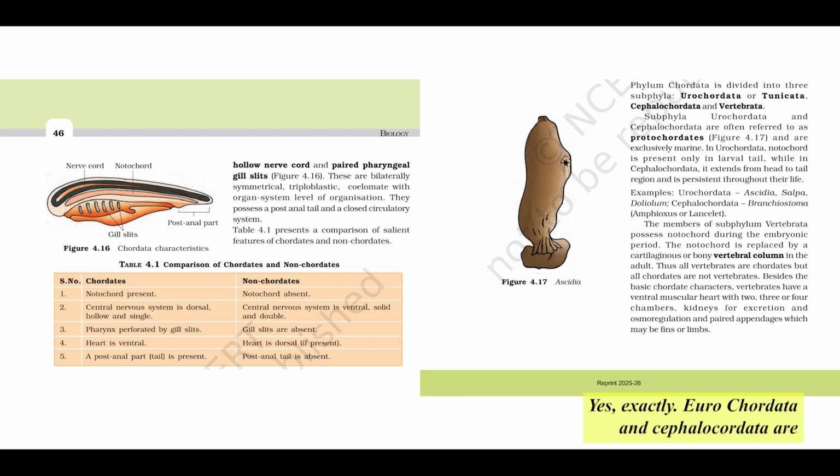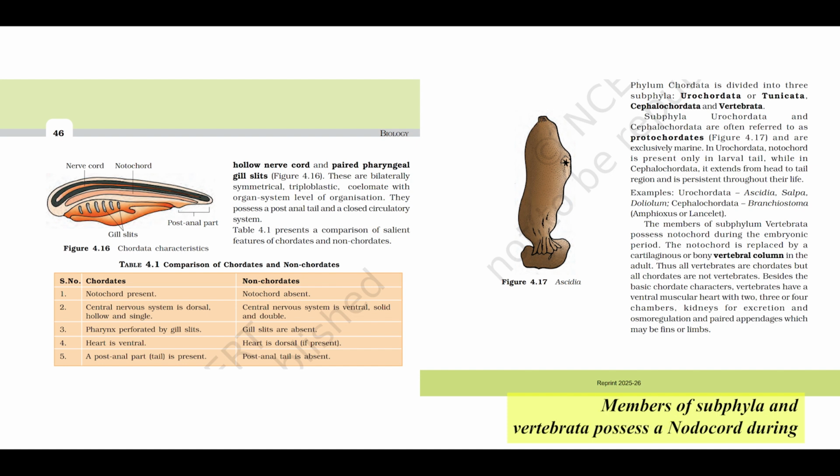Yes, exactly. Urochordata and Cephalochordata are often collectively referred to as protochordates. They represent the earliest, more primitive chordates. They are chordates, but they lack a vertebral column. And that brings us to the third subphylum, where things get really interesting and complex for your exam perspective, Vertebrata.